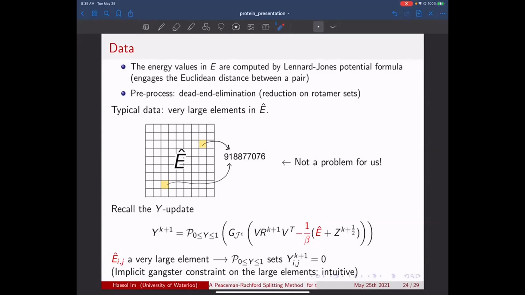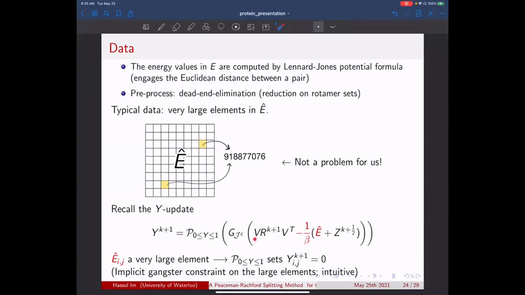However, this is not a problem for us at all because of the updates that we are making. To recall, the only place that this bad data is showing up is this Y update. This is just copy-paste from the previous slide, but the only place I'm going to focus on is this E hat. Think about just the ijth entry of this matrix E hat. Because it's negative multiplied to this entry, it's going to make that ijth entry extremely negative.